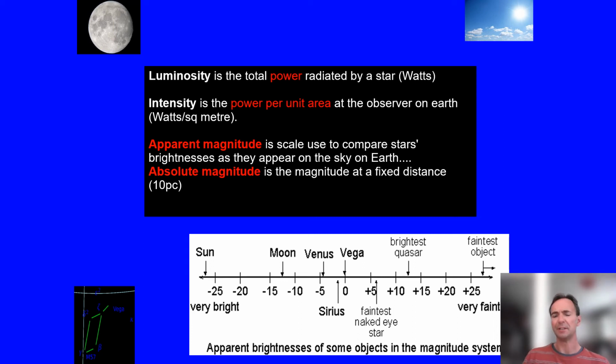If it's very faint, it's a larger, positive number. If it's brighter, like Sirius, for instance, which is one of the brightest stars, I think the brightest star in the northern hemisphere anyway, then it's there. So it's that. Yes, I know it's ridiculous. I'm very sorry, but that's the way it goes for AQA.